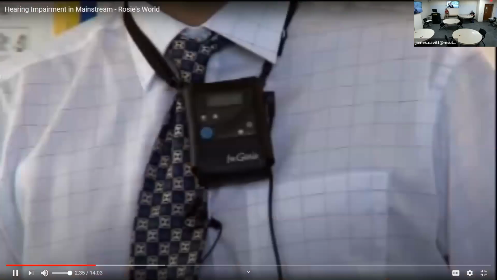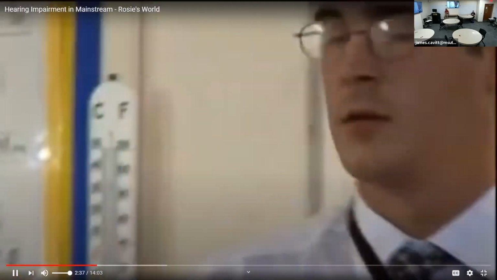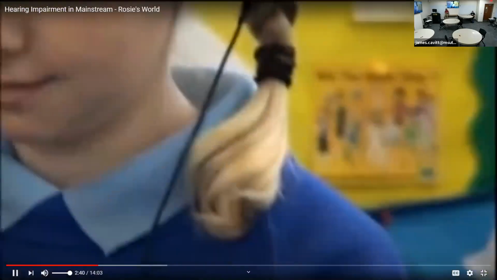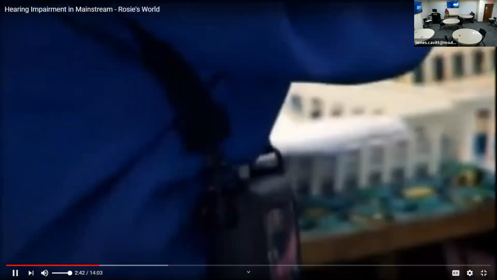If they only use their hearing aids, the teacher would have to be very close to Rosie and there'd have to be no background noise. Clearly that's not possible in a primary school. So we use a radio aid. The teacher wears a transmitter and Rosie wears the receiver, which is attached to her hearing aid.